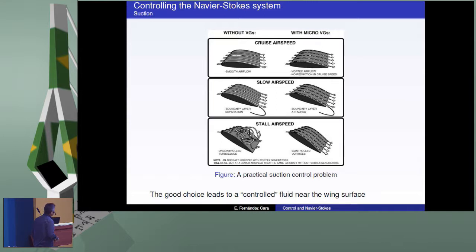Without these control vortex generation points, the layer of the fluid that is near the wing separates at a given point, and if the inclination of the wing is extremely high, then the fluid becomes completely ungovernable. Contrarily to the case in which we are attaching the streamlines to the surface of the wing through the action of control.